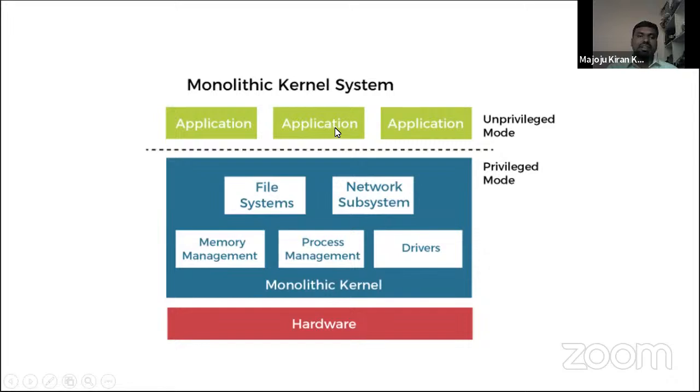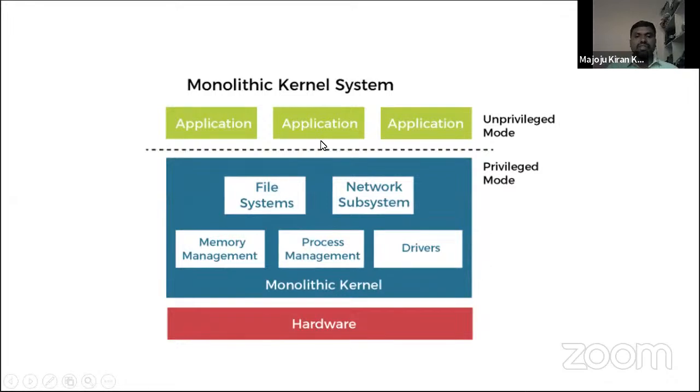That means the application programs are unprivileged. Unprivileged in the sense they do not have any rights, any access privileges to hardware. So if they want to use the hardware, they must interact with this monolithic kernel. The monolithic kernel then provides the access to hardware, and the hardware responds back to the monolithic kernel, and the monolithic kernel then responds back to the application layer. This is how the monolithic kernel system works.